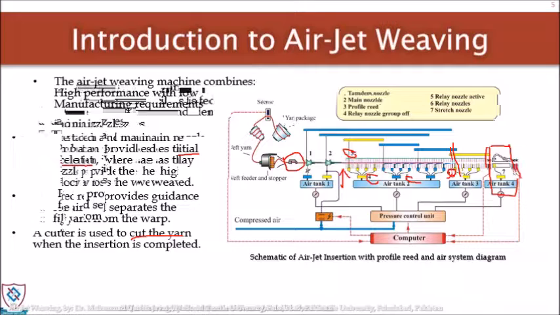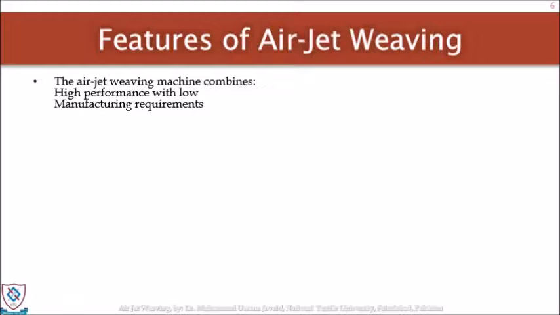So we are here in the next slide. In this slide, I want to mention the features of air jet weaving. The air jet weaving machine combines high performance with low manufacturing requirement. Air jet weavings are very popular because of their very high performance. They can perform consistently above 90% efficiency. This efficiency is with respect to time. The 95% uptime means more production of the machine.